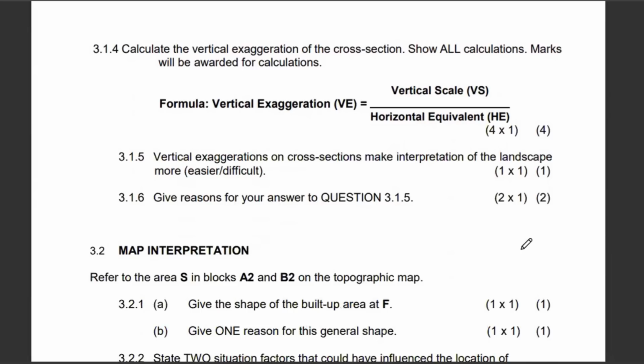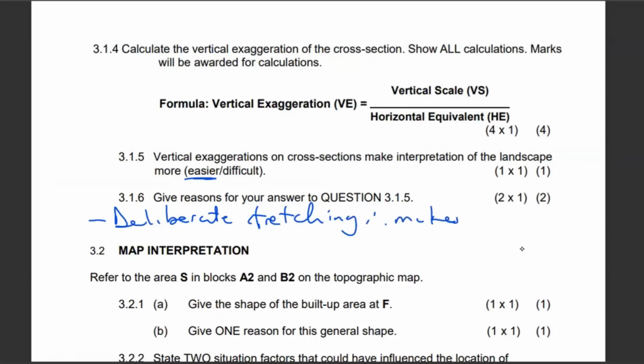The next question says vertical exaggeration on cross sections makes interpretation of the landscape easier. Because we have emphasized the height, now we can see the height of the features. Give reason for your answer. Exaggeration is deliberate stretching. We have deliberately stretched, and therefore it makes landscapes more visible.